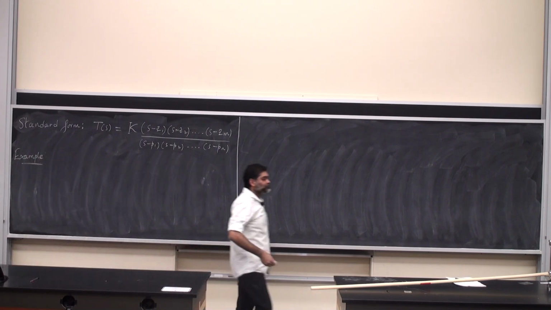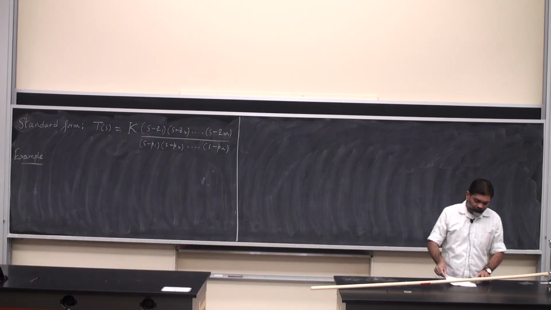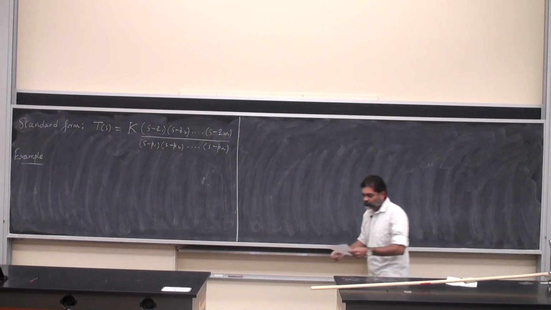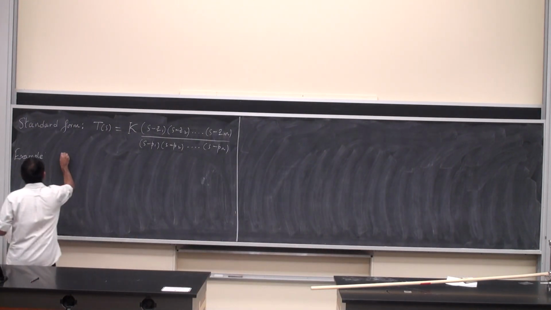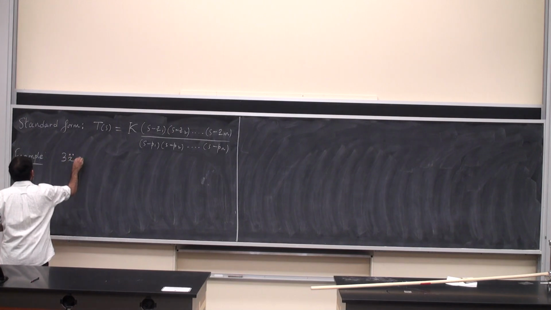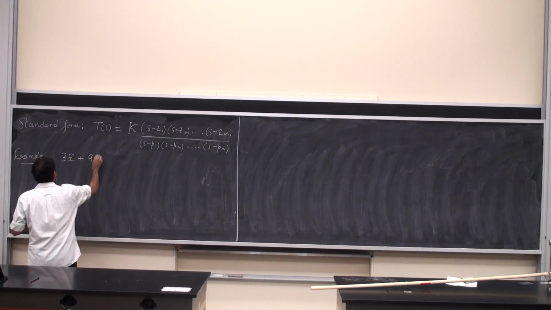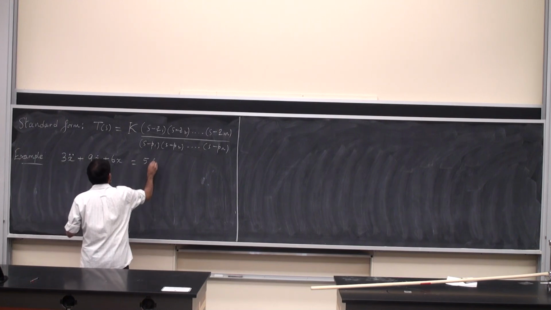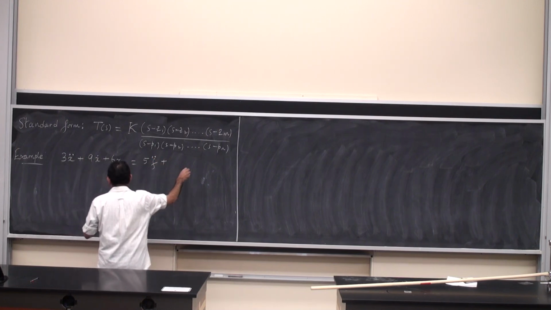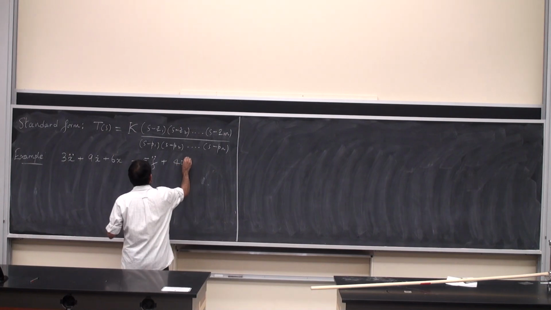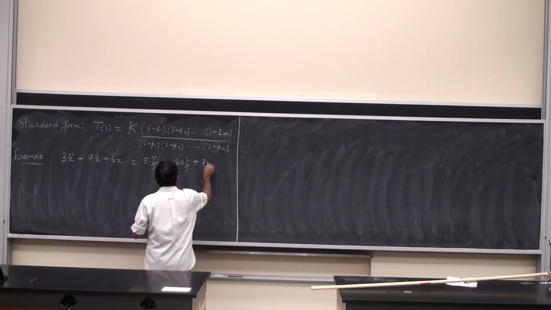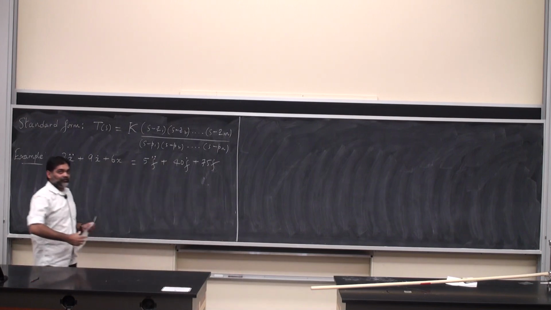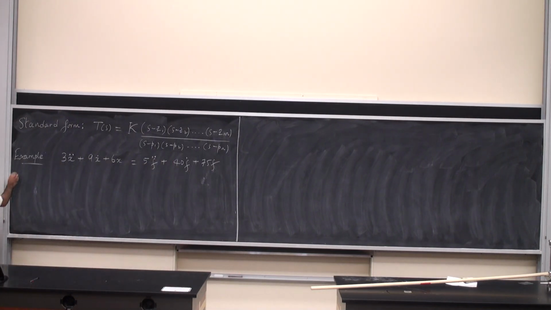Here is an ODE. 3x double dot plus 9x dot plus 6x is equal to 5 f double dot plus 40 f dot plus 75 f. Okay, obtain the system transfer function. So what is T of S? Obtain the poles and the zeros.